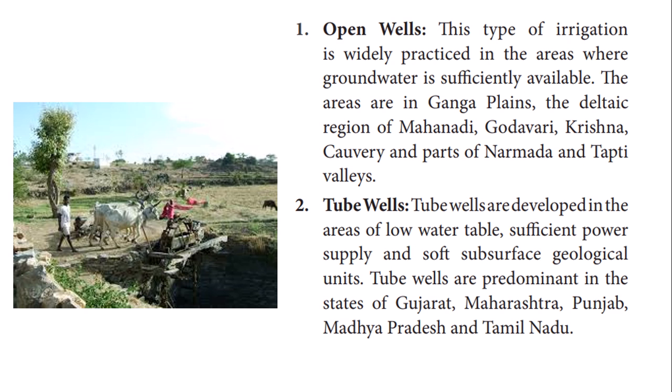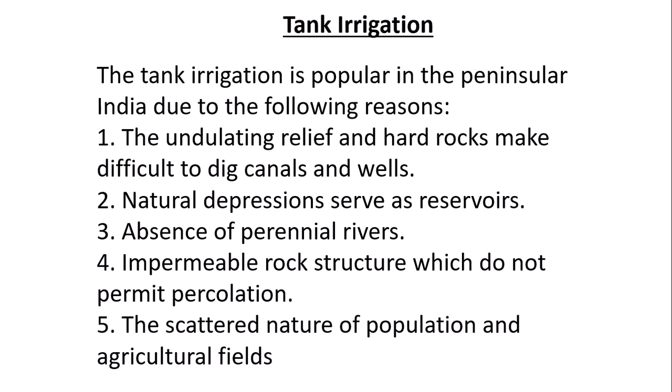And tank irrigation, you construct different types of tanks, and it also helps in the relief, and hard rocks make it difficult to dig canals and wells. So they have to store water in tanks. Natural depressions serve as reservoirs, and you find it in the absence of perennial rivers, so they have to store all such things.